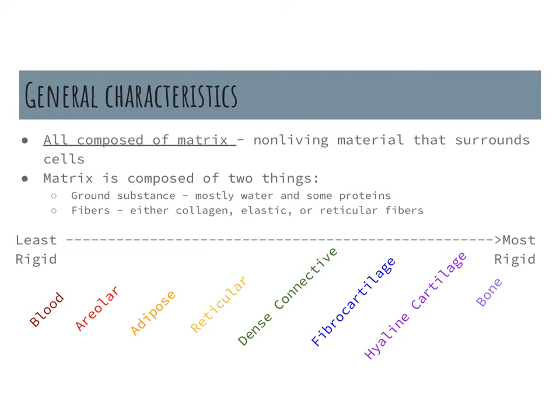Another characteristic of connective tissues is they are all composed of something called matrix. Matrix is a non-living material that surrounds the cells of connective tissue. Matrix is composed of two different things, a ground substance. This ground substance is mostly water and some proteins. I always picture it kind of like a slightly denser version of water, a little bit thicker version of water.